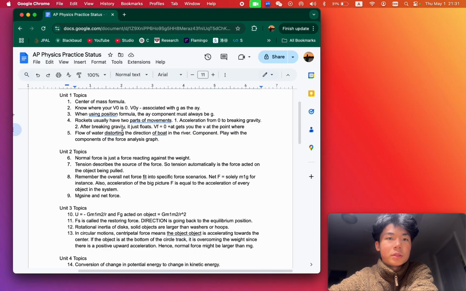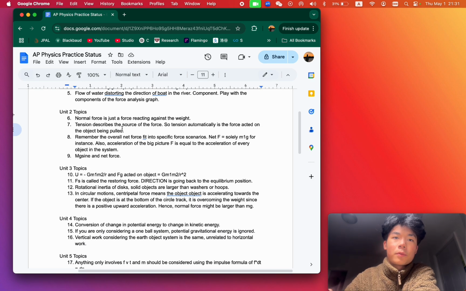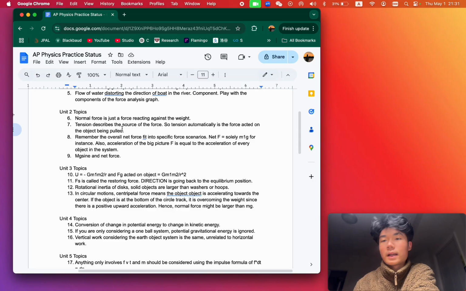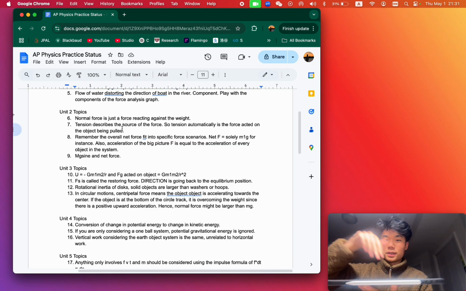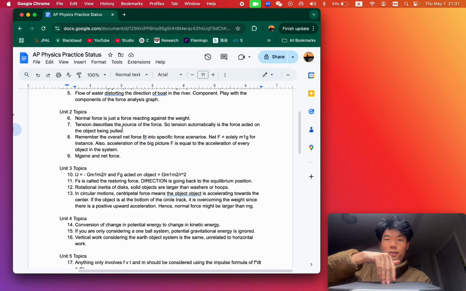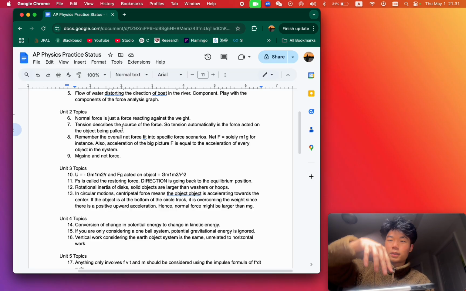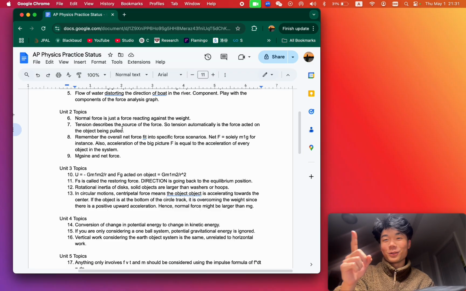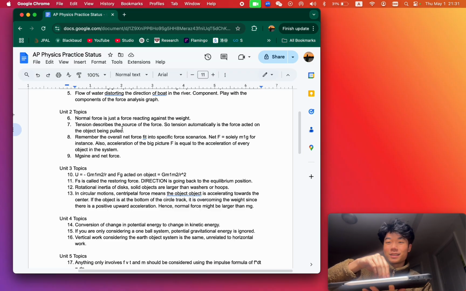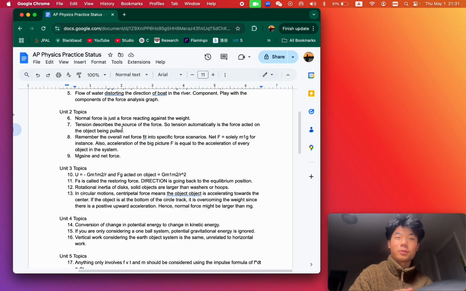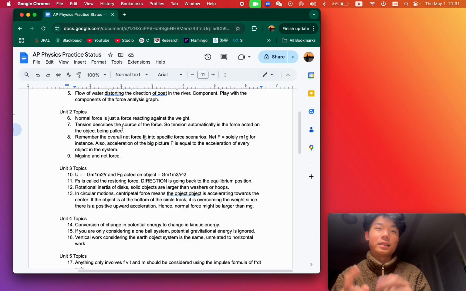And okay, Unit 2, you just want to know normal force is just a force reacting against the weight. That's it. Remember that, because every time you put something on a surface, Earth has a force acting on it. That's called the gravitational force, and normal force is just supporting that weight. It's like a reaction. It's one of the Newton laws, I don't even know which one. Newton just says every force has an equal and opposite reaction. So normal force, remember, it's just that.